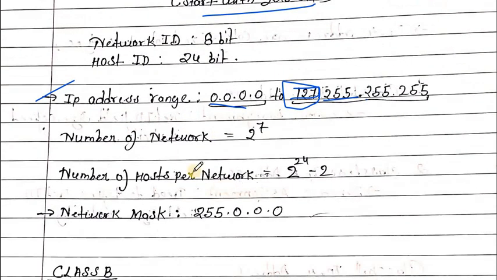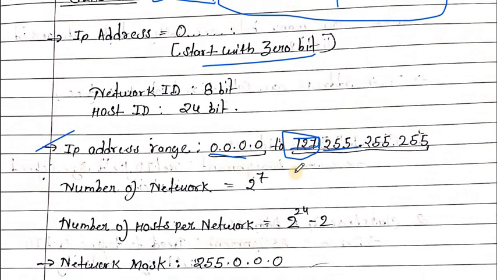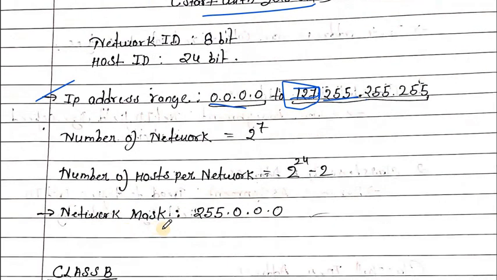Okay, the total number of networks. The network is defined by the network ID or network address. Here there is an 8-bit network ID, and the first bit is fixed, so we can change only 7 bits. So the number of networks is 2 to the power 7.